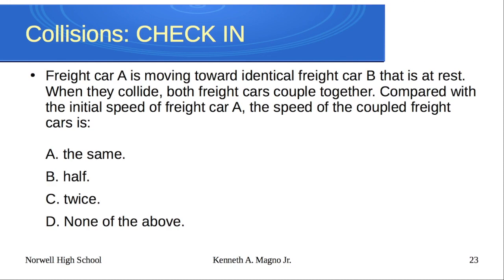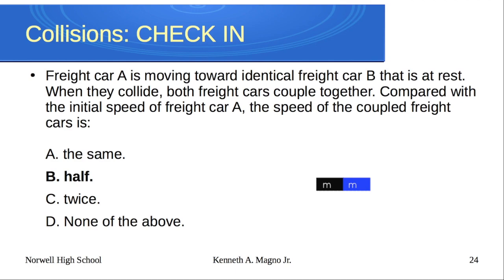So, for collisions, here's a little checking. We have a freight car A moving towards an identical freight car B that's at rest. When they collide, both freight cars couple together. So this is that completely inelastic case I talked about. Compared with the initial speed of freight car A, the speed of the coupled freight cars is the same, half, twice, or none of the above. So it's going to be half, because it comes in with V and then it leaves with half of V.